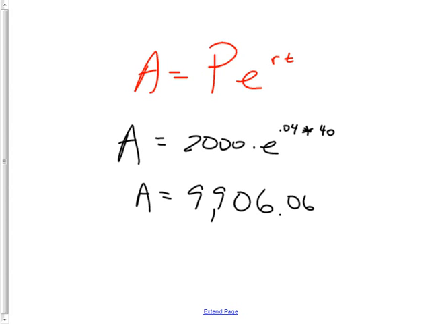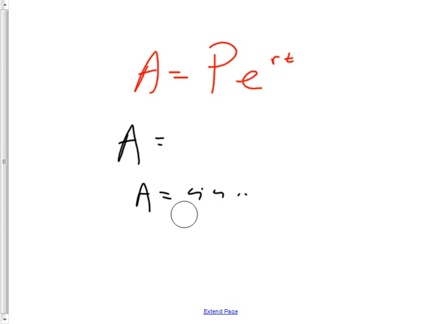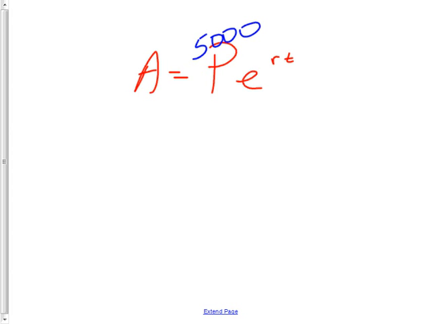So let's just see what would happen if we did my example and sent it for 200 years, and let's say I put in $5,000. 5,000 bucks.